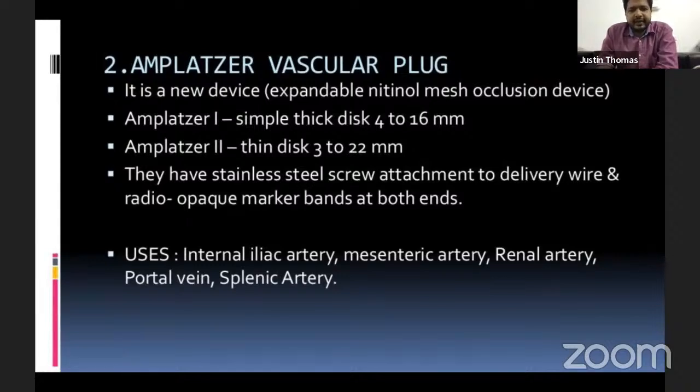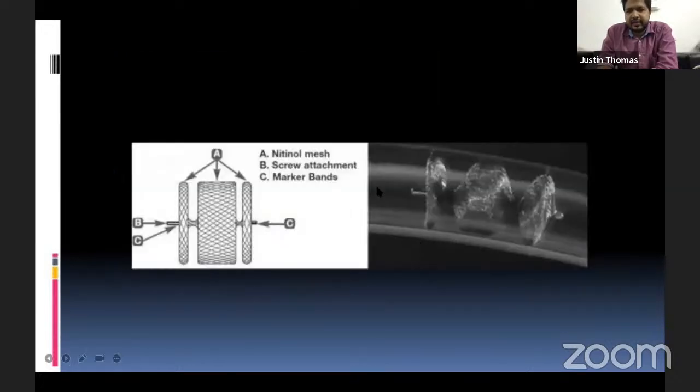So these have a stainless steel screw attachment to a delivery wire, and they have got radiopaque bands, and these are used for occluding the internal iliac artery, mesenteric artery, renal arteries, portal vein, and splenic arteries. This is the structure of the Amplatzer vascular plug devices. They have a 3D design, and it can be used to occlude large vessels.